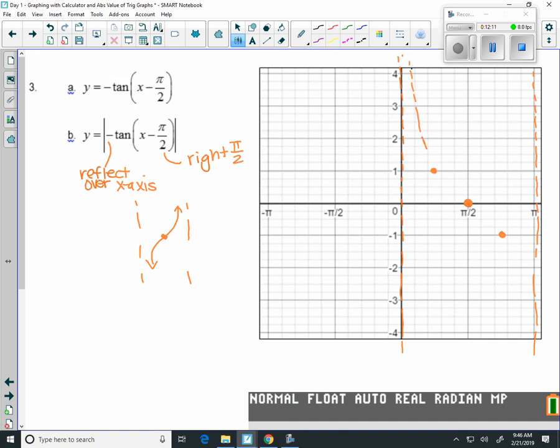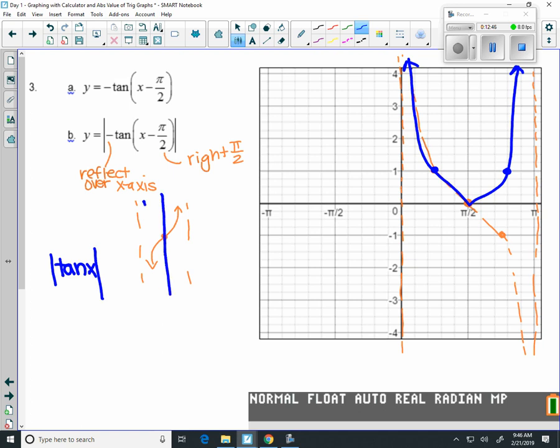Here's the thing though, does that flip really matter if we're doing the absolute value? No, because anything below, we're going to bounce up. We're bouncing off the x-axis. With this phase shift, yes. Normally, if you were just doing absolute value of tangent of x, it would look like that with your 1.